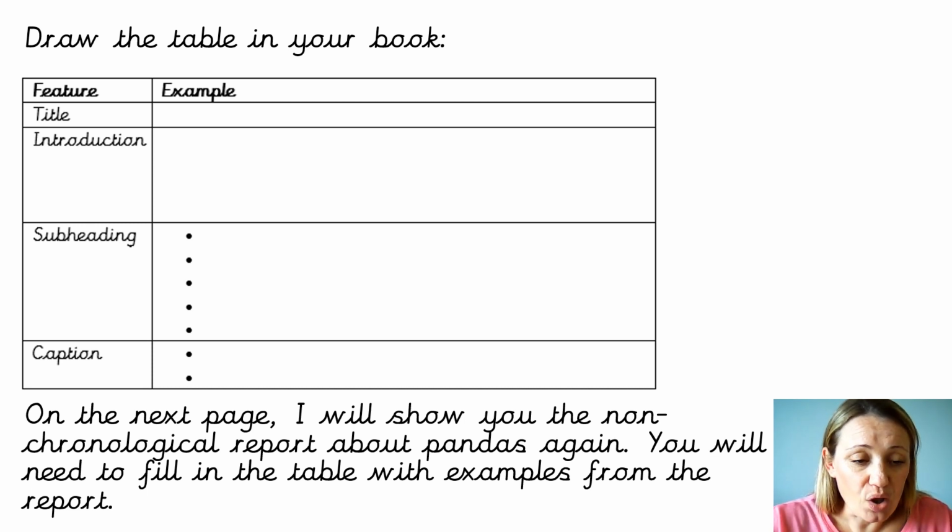So what I would like you to do now is draw this table in your books or on your paper. And I'm going to display that example again, and I want you to just identify those features. So the features that we've just looked at on the previous page, we had a title, we had an introduction, we had 5 subheadings, and we had 2 captions. I'm going to show you the non-chronological report again, and then you're going to fill in the table with the examples that you can find. Okay? So I'll just leave that on for a second, pause it if you need to, so that you can copy it down.